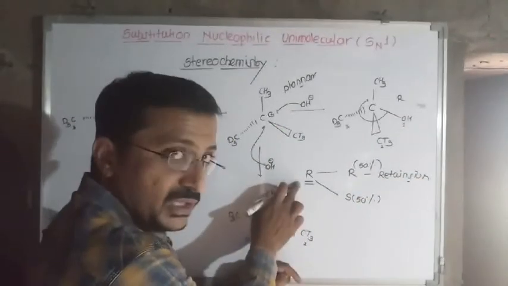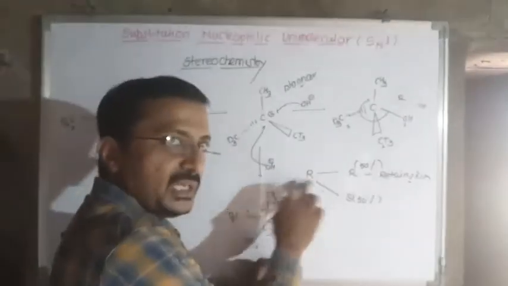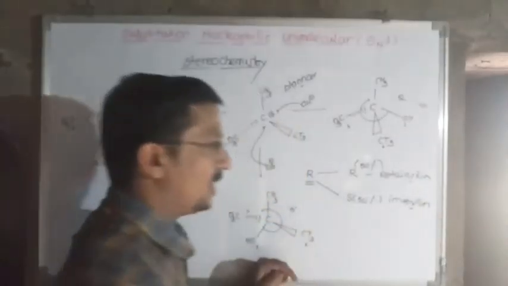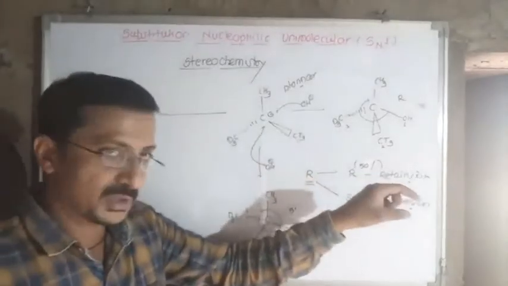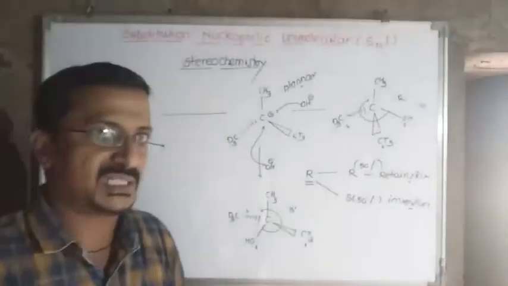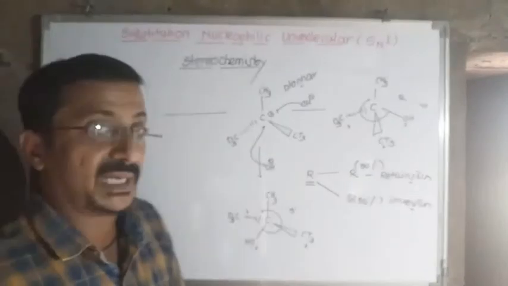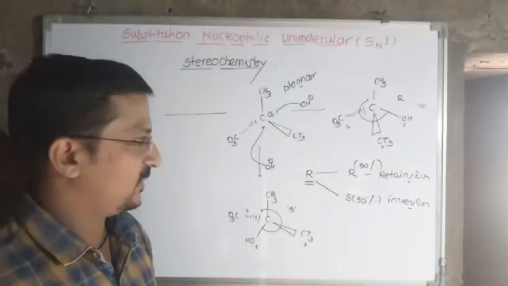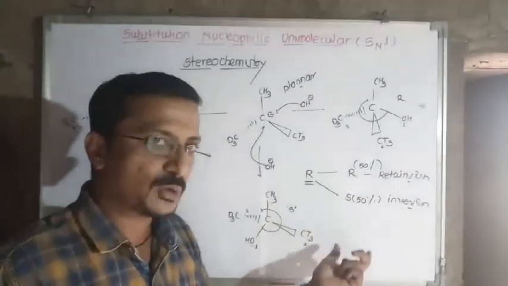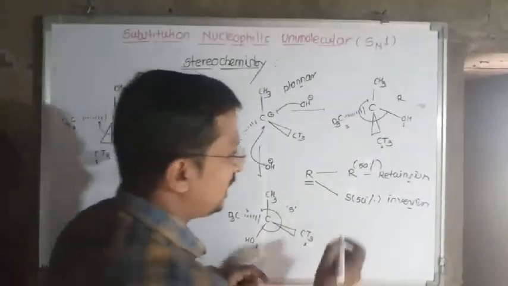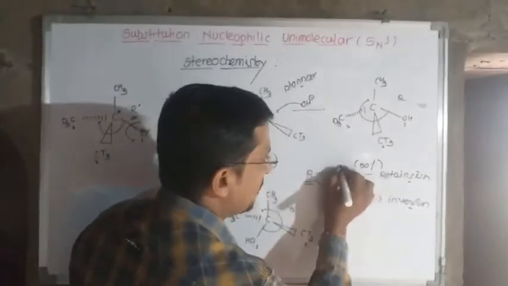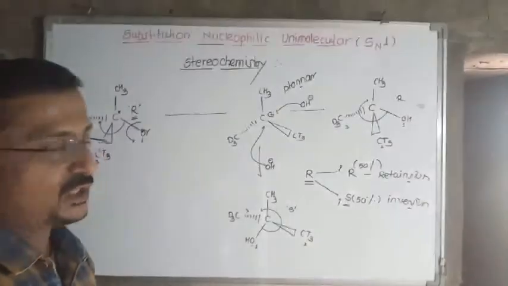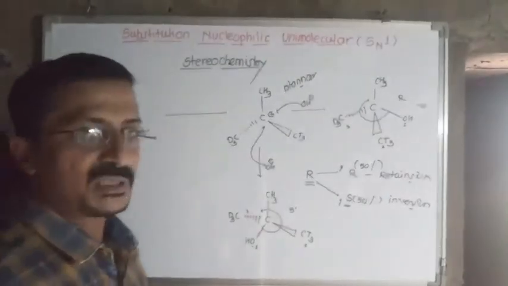And if R is initial but it changes to S, or S changes to R, it is called inversion of configuration. Actually, a racemic mixture is formed. Racemization is one of the most important characteristic features of the SN1 reaction: the final product is always a racemic mixture. But with respect to amount, the inversion product is always more as compared with the retention product. Why is the inversion product more than the retention product?